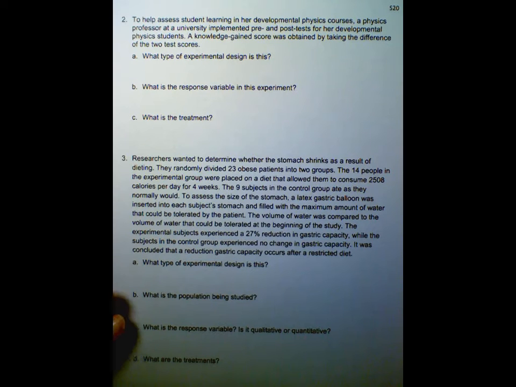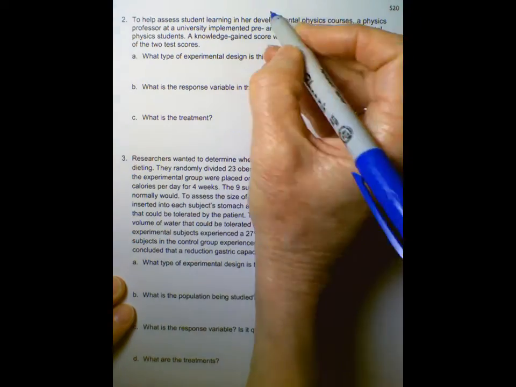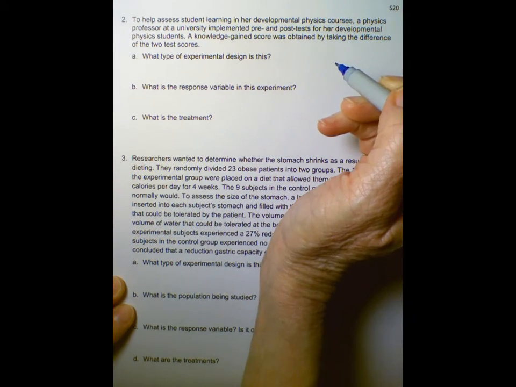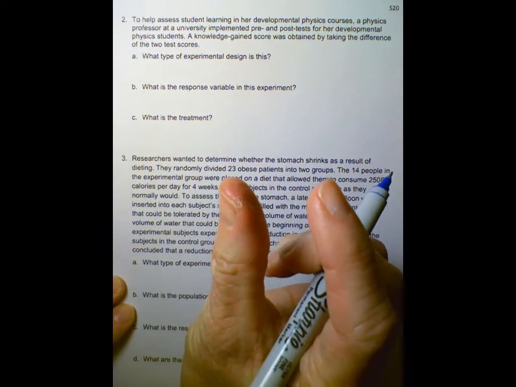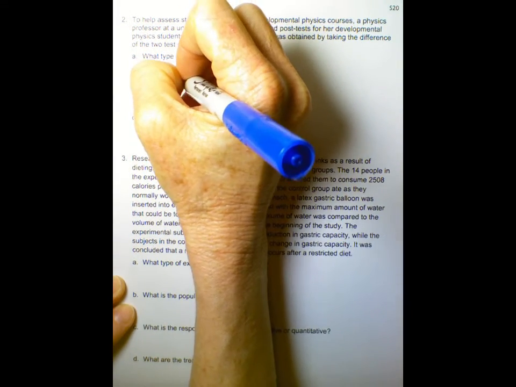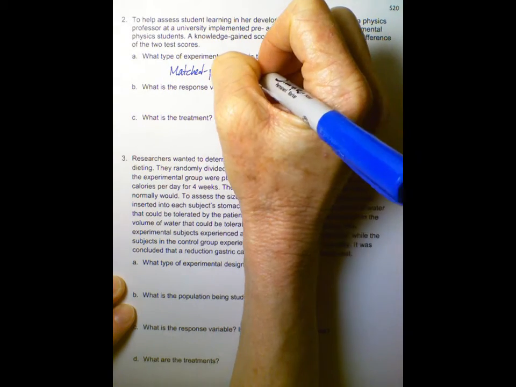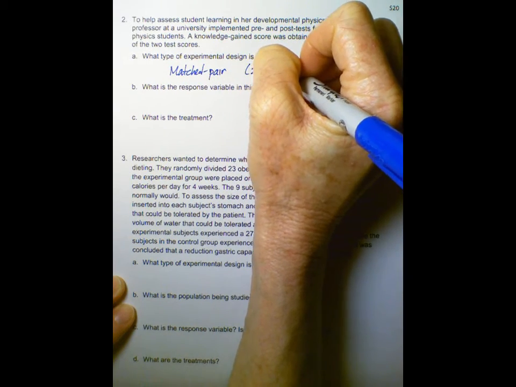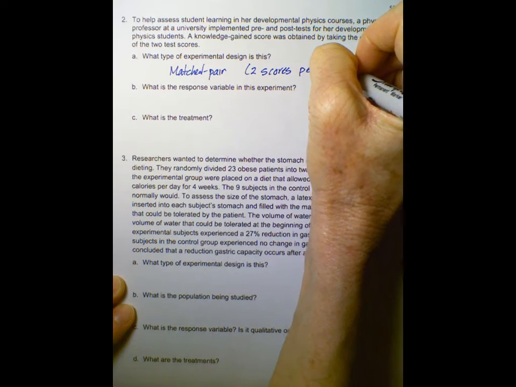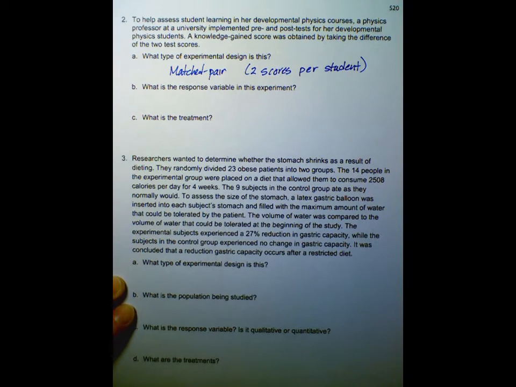Okay, what type of experimental design is this? Well, in this case, you're going to have two numbers, right? And they need to be paired for each student. You don't want just the pre-test for Joe mixed with the post-test for Sue, right? So this is matched pair. We have the two scores per student. We want to keep those together, right?